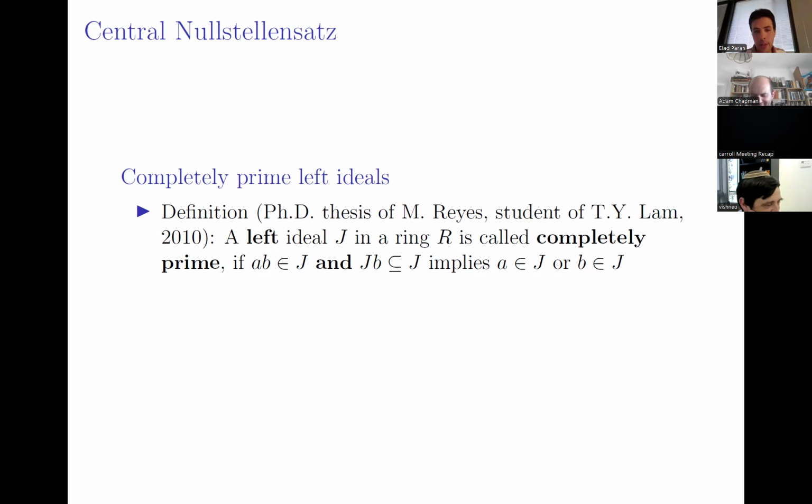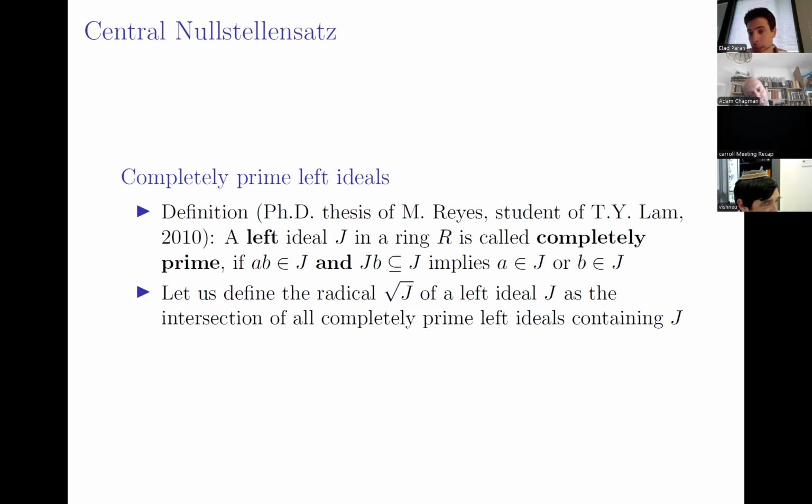If you work with this definition, then certain theorems in commutative algebra extend beautifully to non-commutative algebra. I will not get into specifics, but if anybody is interested, I recommend having a look at Reyes's thesis. It's just a beautiful PhD thesis. So it turned out that this is also exactly the notion that we want for our work. And what we will do is define the radical of a left ideal J in our ring to be the intersection of all completely prime left ideals containing J.